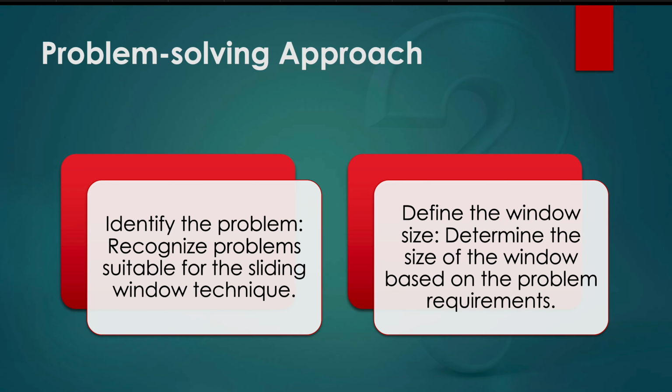So there are two things which we basically need to do. First, we need to identify the problems. We need to recognize whether they are suitable for the sliding window technique. And we also need to determine the size of the window based on the problem requirement. So let's see how these techniques work and how you identify the problems.